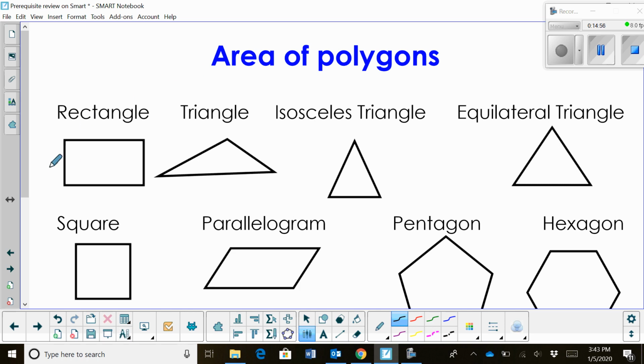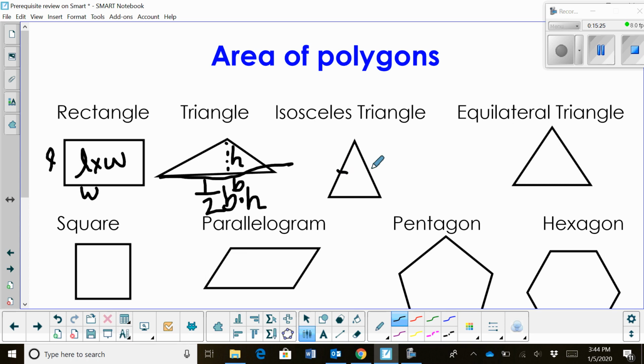Okay, so the area of a rectangle, you just need to know your length and width, and then multiply length times width, and that's equal to your rectangle. Okay, triangle, you've got to figure out this height here. So let's say that's h. It's just 1/2 the base, and the base becomes whatever side your height is drawn to. So that's your base. 1/2 of the base times the height.